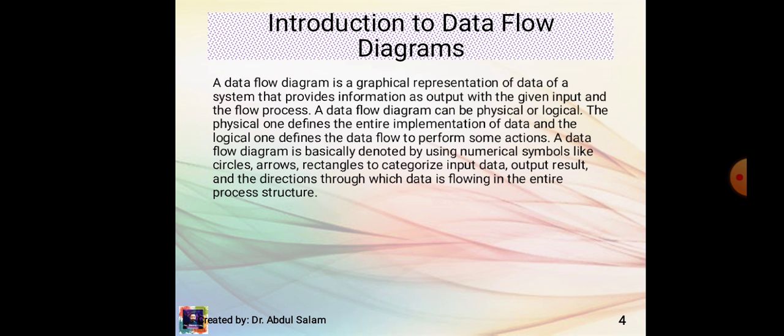A data flow diagram can be physical or logical. The physical one defines the entire implementation of data and the logical one defines the data flow to perform some actions. A data flow diagram is basically denoted by using symbols like circles, arrows, rectangles to categorize input data, output result, and the directions through which data is flowing in the entire process structure.